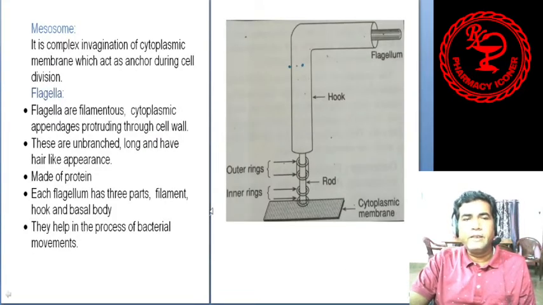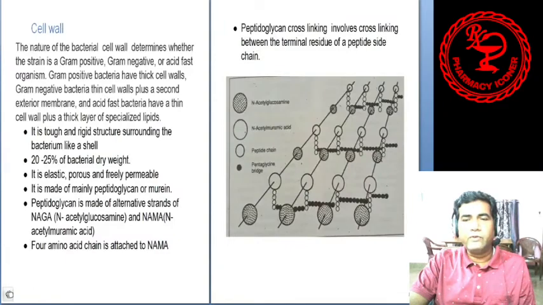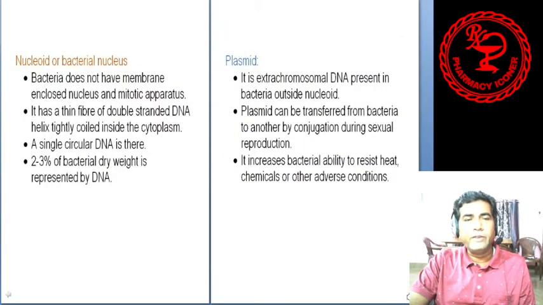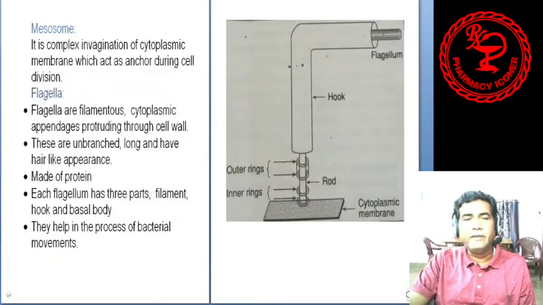Mesosome is a complex invagination of the cytoplasmic membrane which acts as an anchor during cell division. If we go back to the cell diagram, you see this is the cytoplasmic membrane. Some internal invagination, that is, the cell membrane suddenly intrudes into the cell. This is called the mesosome. What it does is help in the division of the cell.